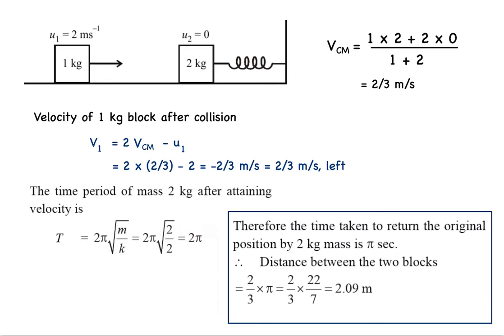So in that π seconds, the 1 kg block, which has come to this position for collision, started moving in the opposite direction with 2/3 meter per second. It will move for this time, that is π seconds. So the distance between the blocks will become 2/3, the speed of this block, into the time. The time is π. Solving this, we get the separation to be 2.09 meter. So this is the answer. Thank you.